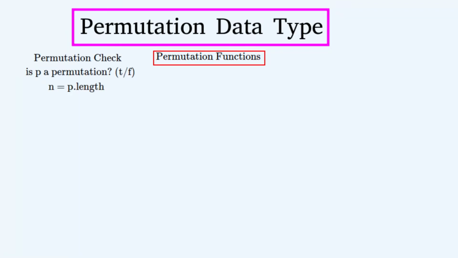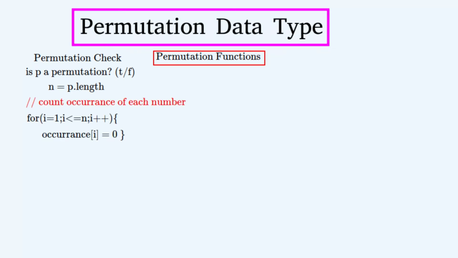Now to check that a given list of numbers is a permutation, it must contain all of the integers from 1 to n, and each of these integers can only occur once. We'll firstly get the length of the permutation. We'll count the number of times each number occurs in the list and store this in an array called occurrence. We'll set all of the elements of this array to 0 because we'll increment them by 1 each time we find a particular number, and they have to be 0 initially.